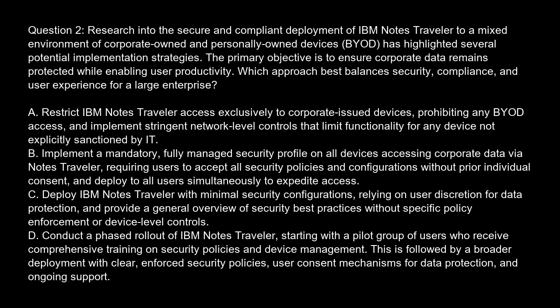Option C. Deploy IBM Notes Traveler with minimal security configurations, relying on user discretion for data protection, and provide a general overview of security best practices without specific policy enforcement or device-level controls. Option D. Conduct a phased rollout of IBM Notes Traveler, starting with a pilot group of users who receive comprehensive training on security policies and device management. This is followed by a broader deployment with clear, enforced security policies, user consent mechanisms for data protection, and ongoing support.